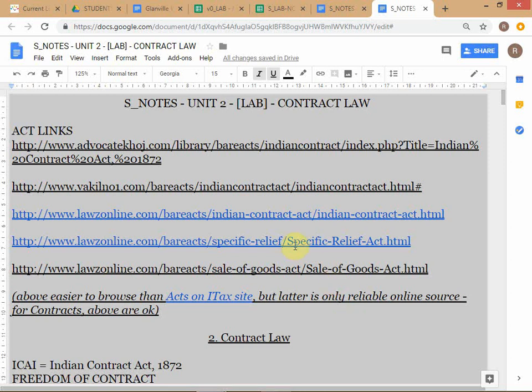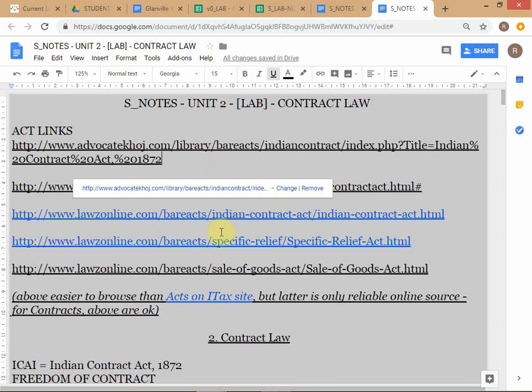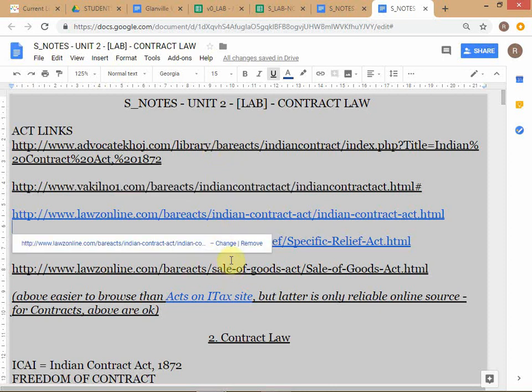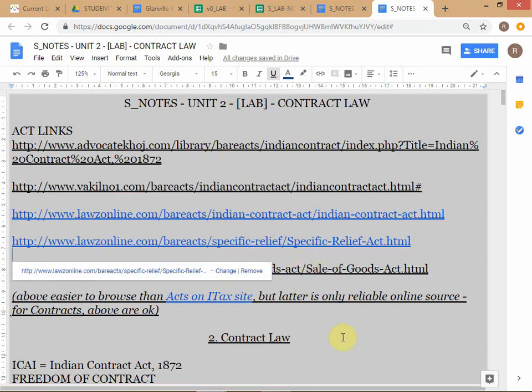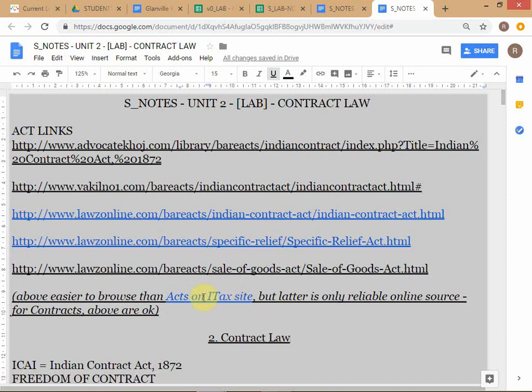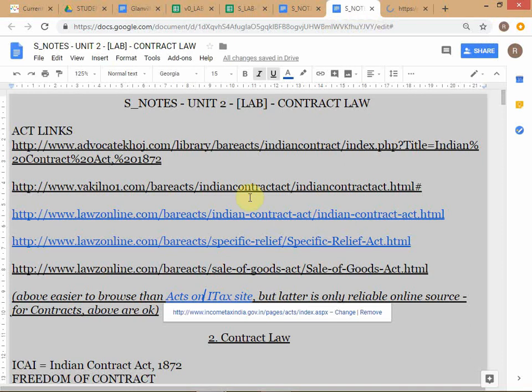So these are various links I've given you. These are easy to access and are not behind a paywall. But if you're actually involved in a case, refer to this link, the income tax website, which is maintained by Taxman. All the acts are not there, but many of them are there.